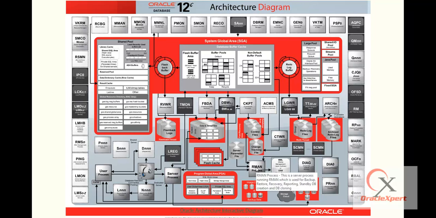Each ADR home is used by a product or a product instance to store diagnostic data in well-defined subdirectory structures. For example, diagnostic data for an Oracle database instance is stored in its ADR home, which includes an alert subdirectory for alert messages, a trace subdirectory for trace files, and so on. The easiest way to locate the trace files and the alert log is to run a select statement against the v$diag_info dynamic performance view.